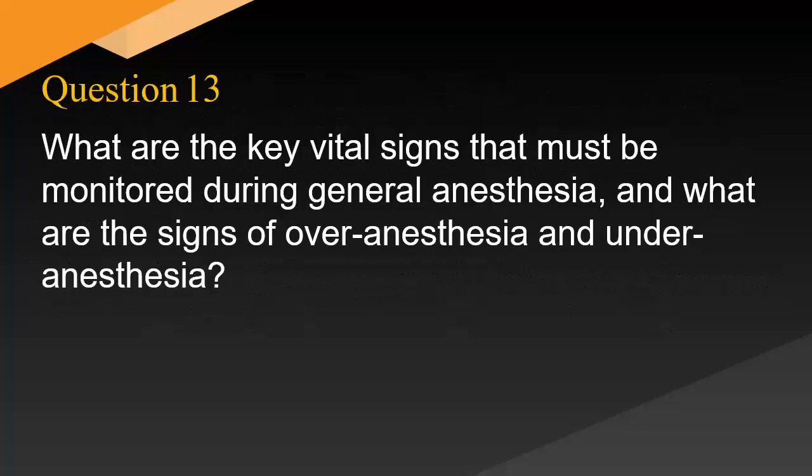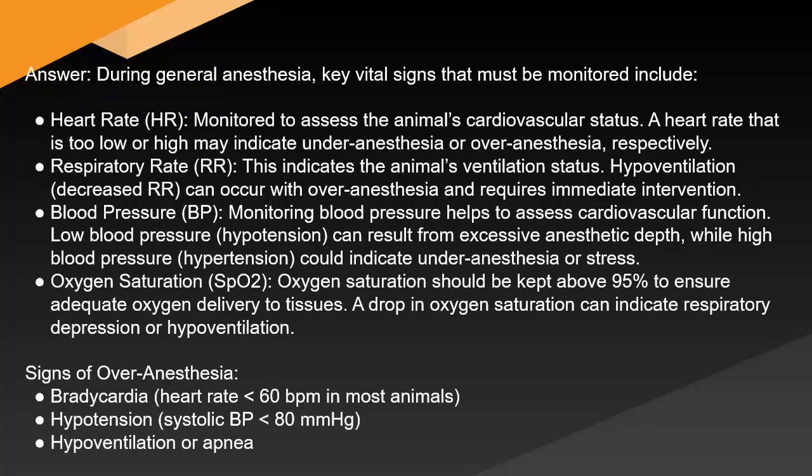What are the key vital signs that must be monitored during general anesthesia, and what are the signs of over-anesthesia and under-anesthesia? Answer: during general anesthesia, key vital signs that must be monitored include heart rate (HR), monitored to assess the animal's cardiovascular status. A heart rate that is too low or high may indicate over-anesthesia or under-anesthesia, respectively. Respiratory rate (RR). This indicates the animal's ventilation status. Hypoventilation, decreased RR, can occur with over-anesthesia and requires immediate intervention.